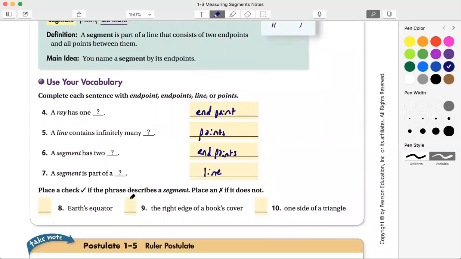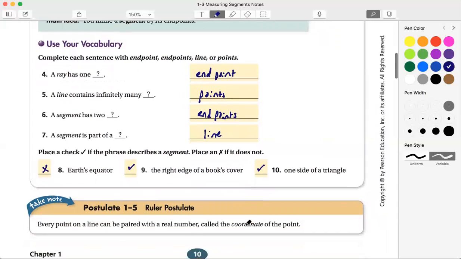Okay, place a check if the phrase describes a segment and place an X if it does not. The Earth's equator is not a segment. The right edge of a book's cover, that is a segment because it stops, it has endpoints. Number 10, one side of a triangle. Yep, it does have endpoints, it stops.